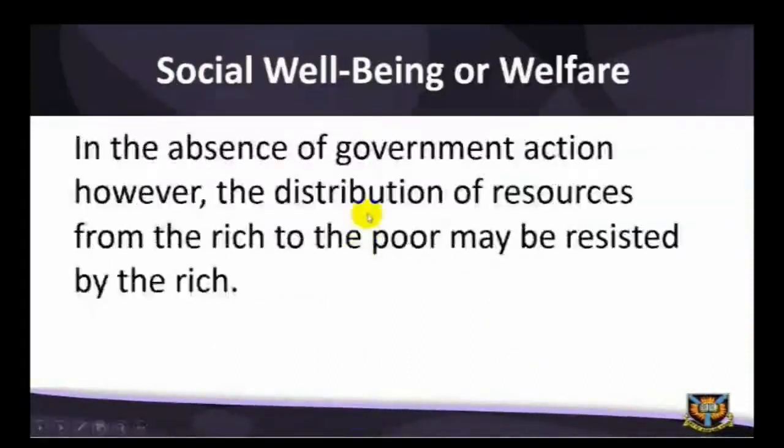In the absence of government action, however, the distribution of resources from the rich to the poor may be resisted by the rich. Indeed, the privileged members of the society usually argue that social inequality is necessary for economic efficiency and productivity, and that any attempt to redistribute wealth is bad because it suppresses competition and creativity. Redistribution that increases social welfare will tend therefore to depend on the use of authoritative sanction or legitimate coercion by government.